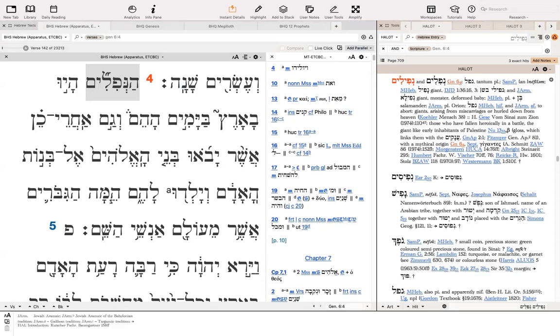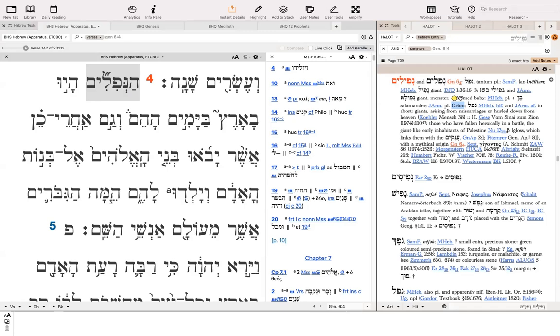Okay. In Jewish Aramaic, the plural can mean Orion, the constellation of the sky. That's a recurring theme. A lot of things mean Orion, but considering him a giant, that makes sense since it's this big thing in the sky. In Middle Hebrew, the hifil and Jewish Aramaic means to abort. Giants were arising from miscarriages or hurled down from heaven. We have here that it also means those who have fallen heroically in a battle.